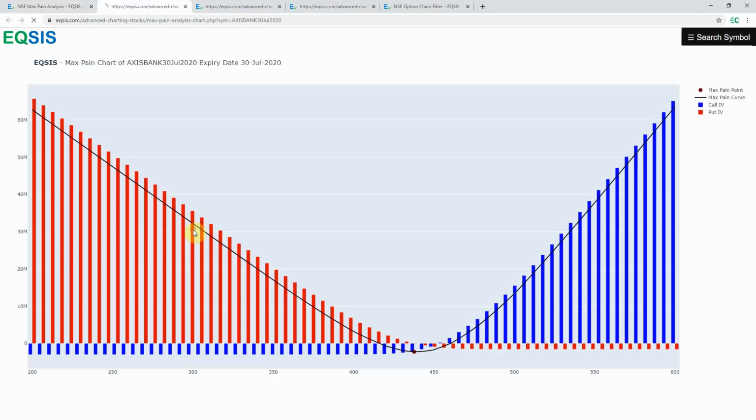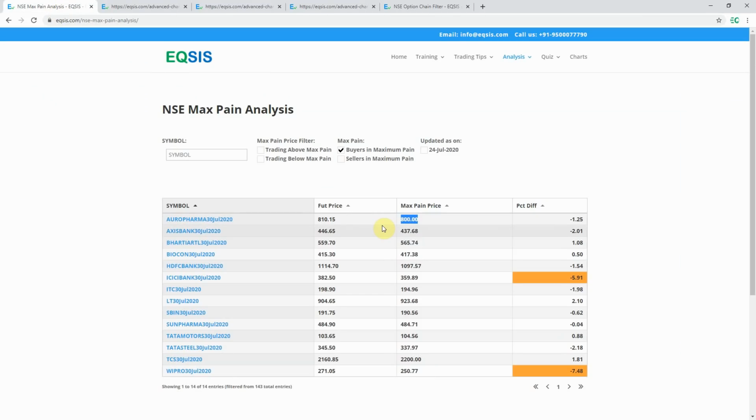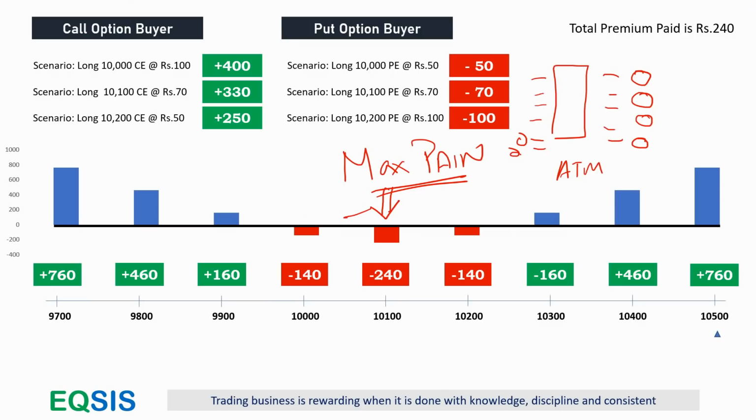When it comes to Axis Bank, if you click on Axis Bank, you still see negative. Why is it negative? Because the premium paid by the option buyers would not even be recoverable if the price settles at that particular level. So that is what we saw some time back. Now this is the level where it can be negative.